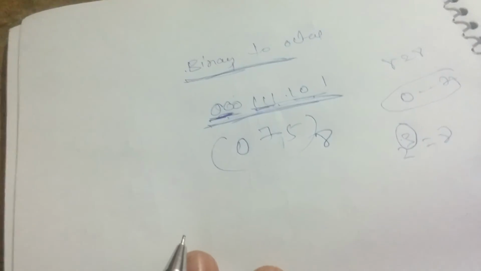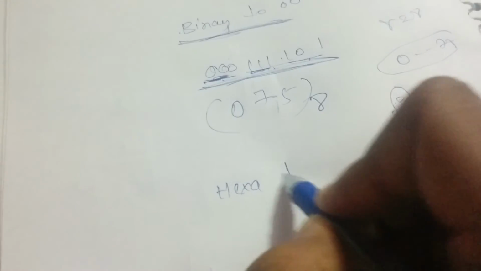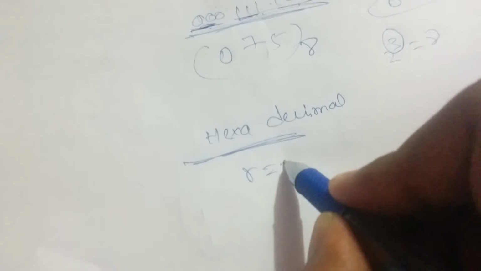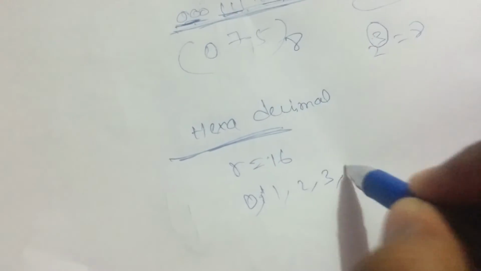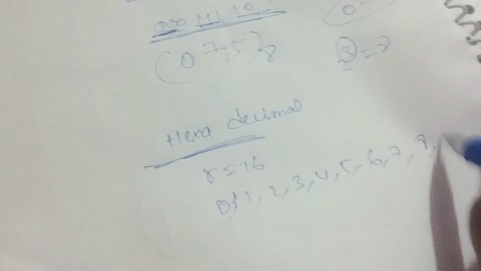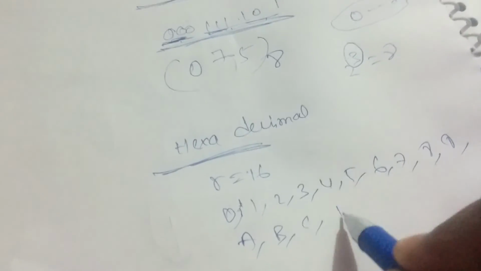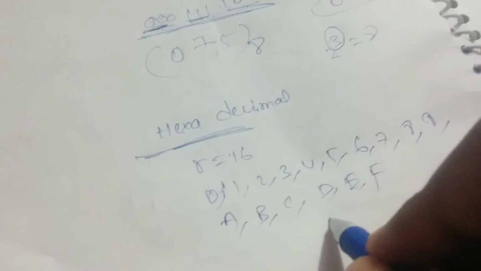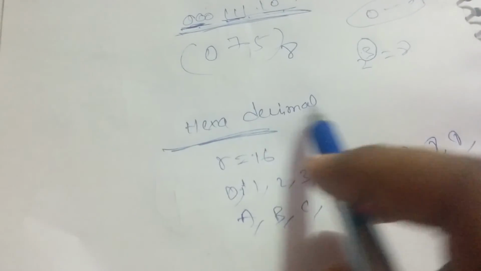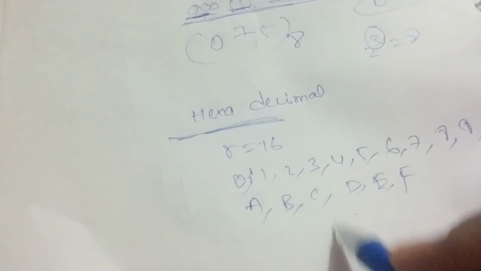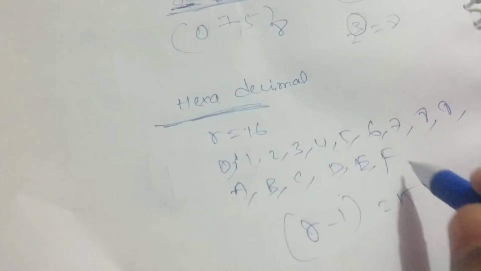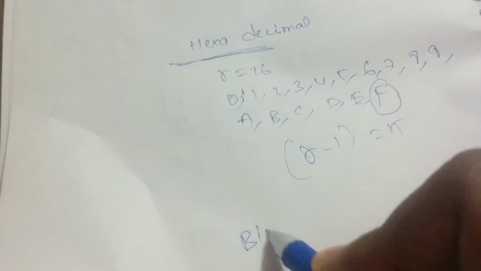How can you convert? And also I spoke about hexadecimal. Let's see what hexadecimal does. In hexadecimal, where the base is equal to 16, we have the digits 0 1 2 3 4 5 6 7 8 9 A B C D E F. There are 16 digits in hexadecimal, and the last number within any number system is r minus 1, 15. Here F is 15. Now how can we convert binary to hexadecimal?